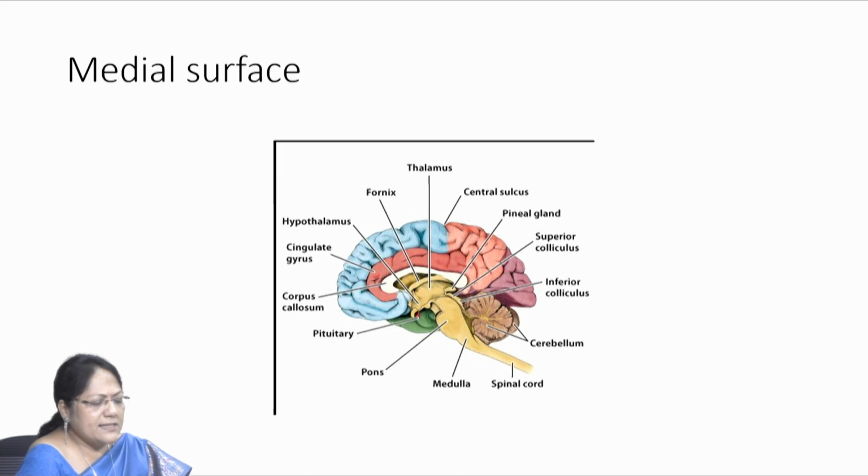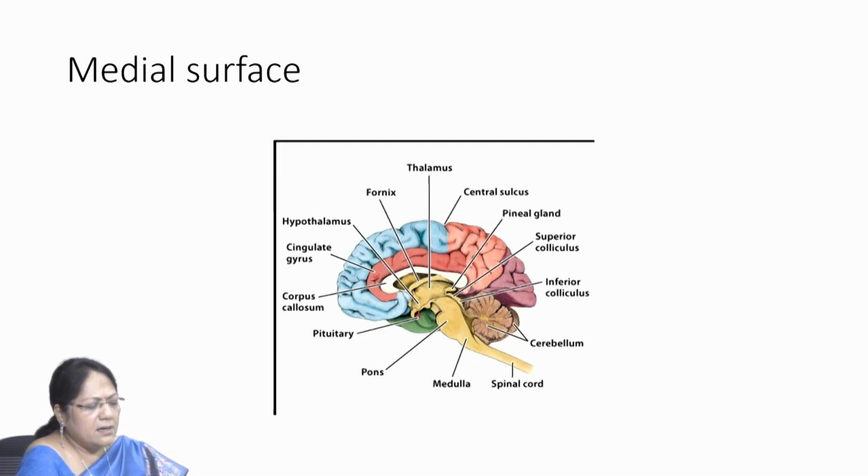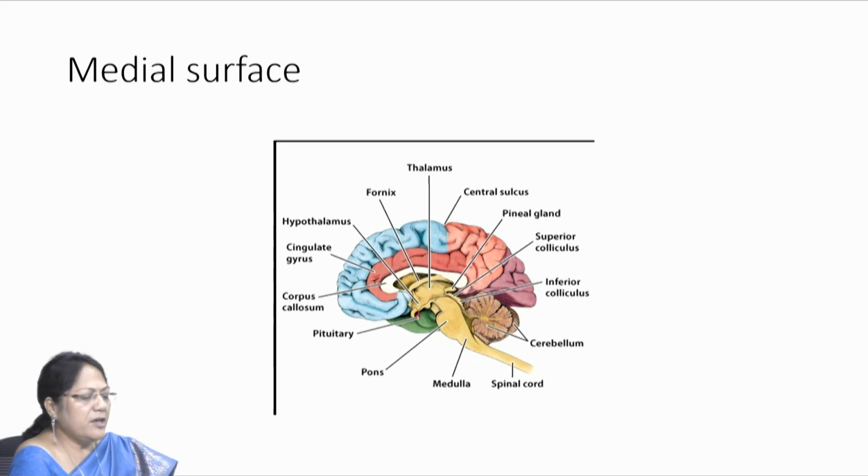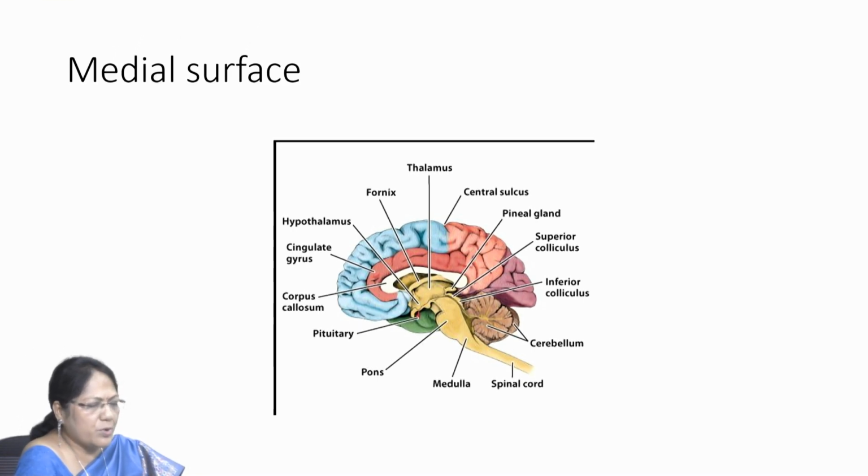You can see the medial surface here. Here is the brainstem, here is the cerebellum, here is the corpus callosum. These will help you identify in the viscera that this is the medial surface. If you are searching for the corpus callosum in the superolateral surface, then you are wrong. So whenever you are given the viscera, you will search for the corpus callosum here, and that will help you determine that this is the medial surface of the cerebral hemisphere.